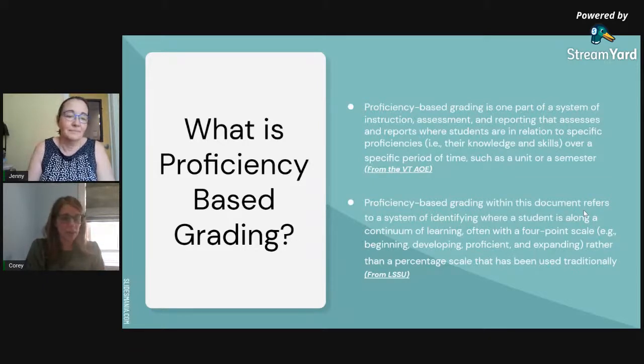The second definition that I took was actually from Lamoille South Supervisory Union. They've got an incredible website that is dedicated to all things proficiency-based learning. I took their definition, but they talk about that it's a system of identifying where a student is along a continuum of learning, often with a 4-point scale, rather than a percentage scale that has been used traditionally. And I just liked that Lamoille had included that it's a continuum of learning. I think in our traditional sense of grading, it was, here's your grade, move on. It wasn't really thought of as this continuous process that happens not just throughout a year, but from year to year.